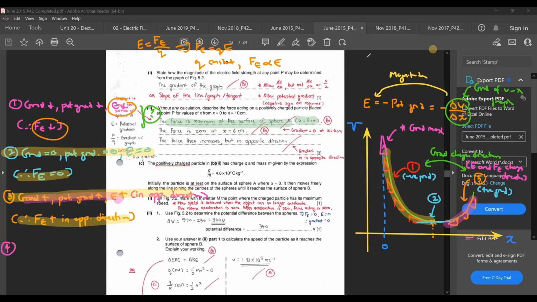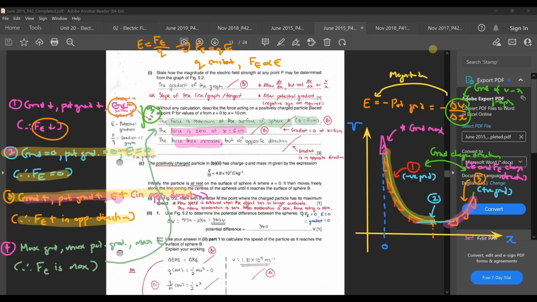You could say that you have maximum gradient, maximum potential gradient, maximum E. Therefore, F = E is maximum. Okay, this one is what they put for point number 1 in your marking scheme. And after that, you look at the subsequent statement. The force is 0 if x is equal to 6 centimeter. That is point number 2 here.